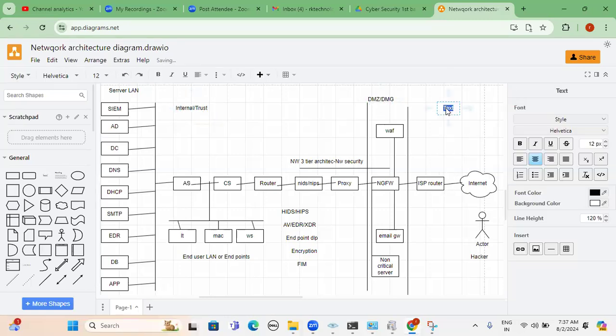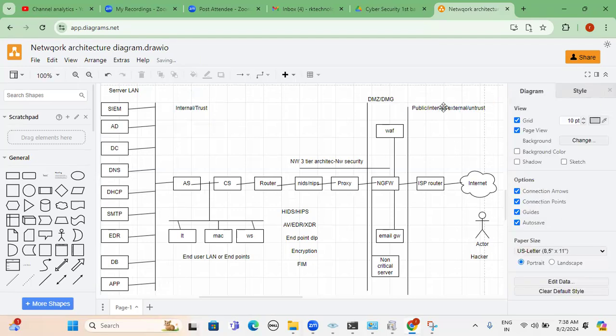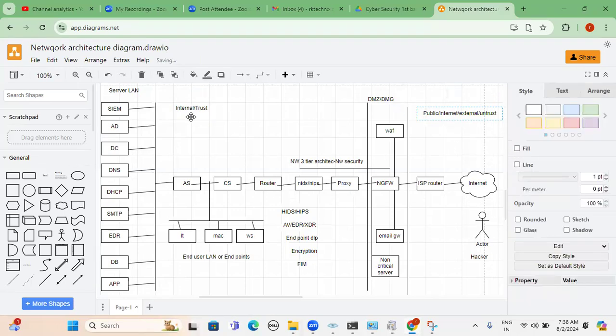And the third one is public, or internet, or external, or untrust. So these are all the four names on the untrust side. Internal or trust is the first zone in our data center.